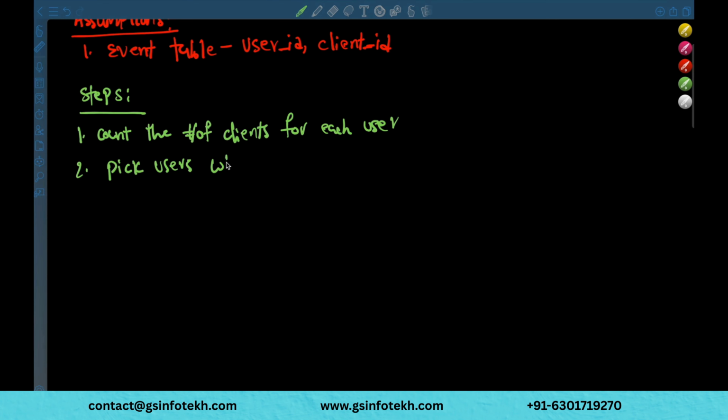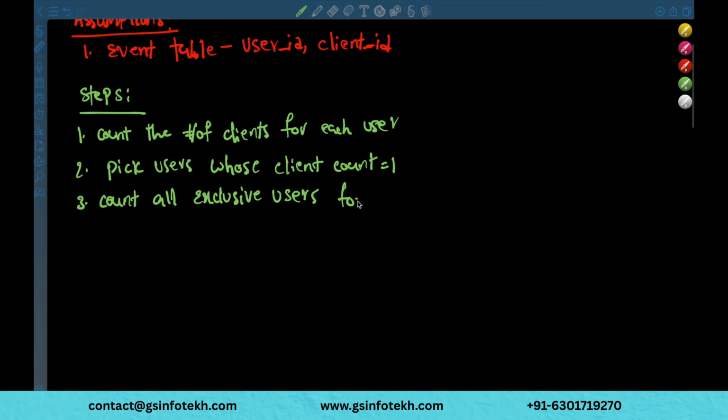users whose client count equals one, because we need to pick the exclusive ones. When I say exclusive, it should be equal to one. And then we need to count all exclusive users for each client. In this way we get everything. So these are the three steps.